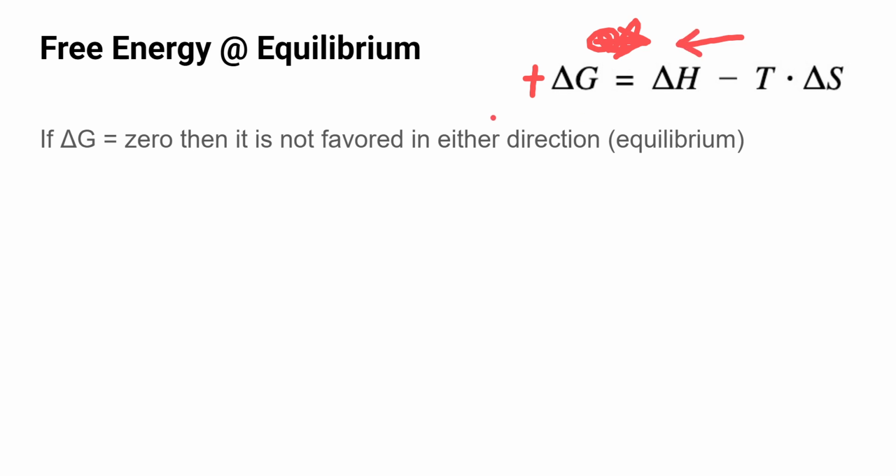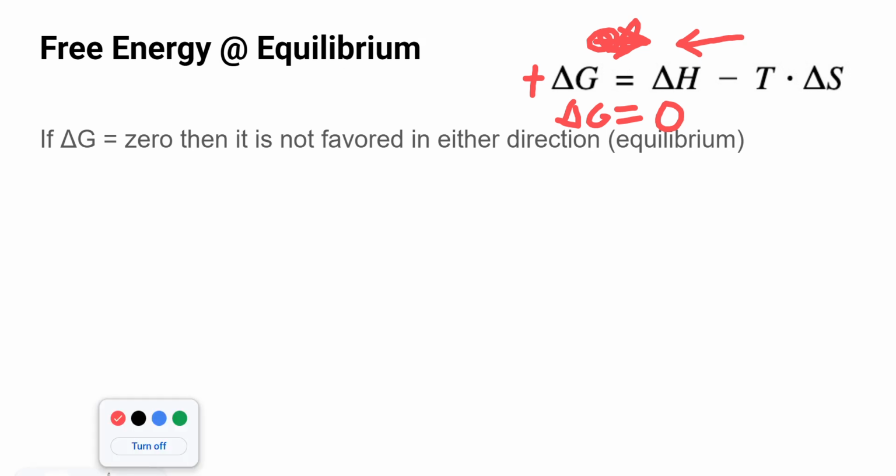Now what if delta G is equal to 0? Delta G is equal to 0. That's equilibrium, and I purposely drew this right over top of this. If delta G is 0, then it's not favored in either direction. It's at equilibrium, so you basically have both arrows.